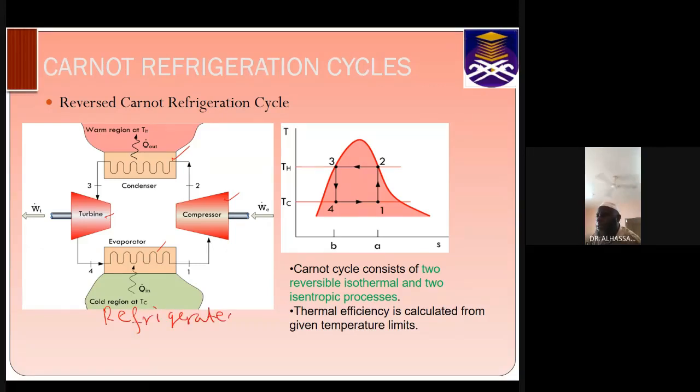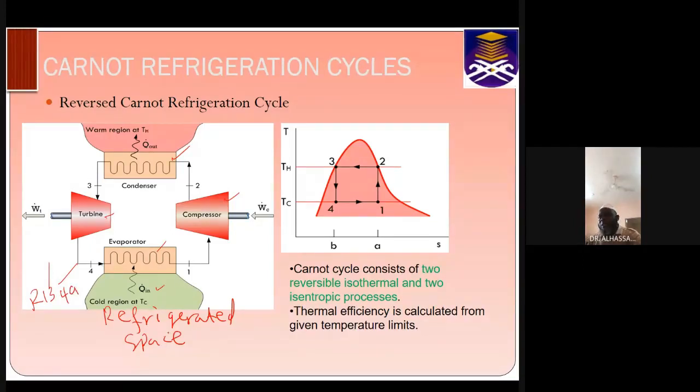Refrigerated space. So in this refrigerated space, heat, equivalent to about Q in, is being absorbed by the evaporator. Now in this evaporator, we have the working fluid passing through it. The fluid over here is normally refrigerant.